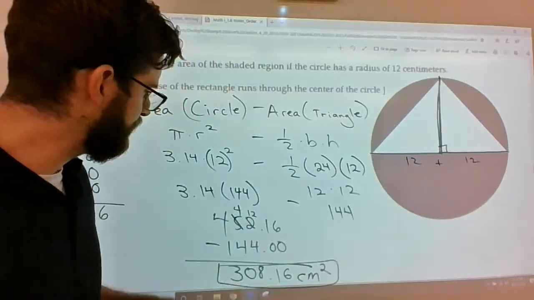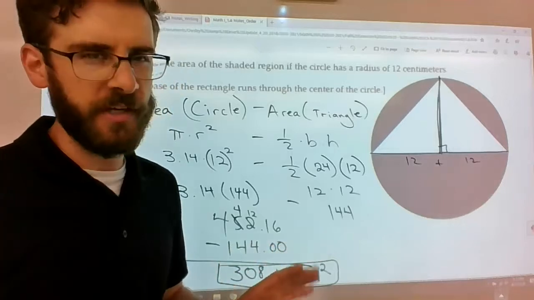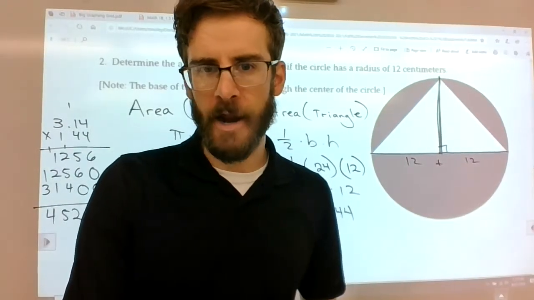I actually have an alternate way of doing this calculation that's pretty nifty. I might show it in class. We'll see. All right, next one.